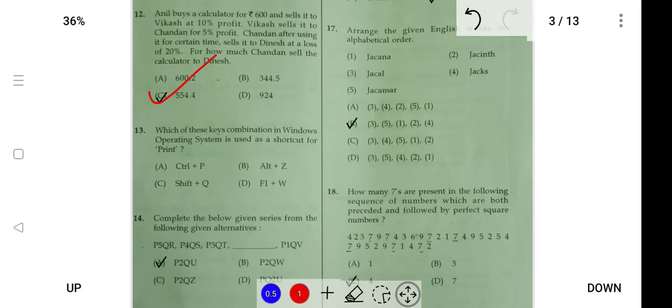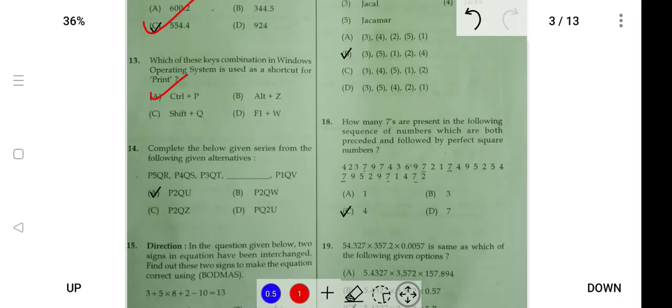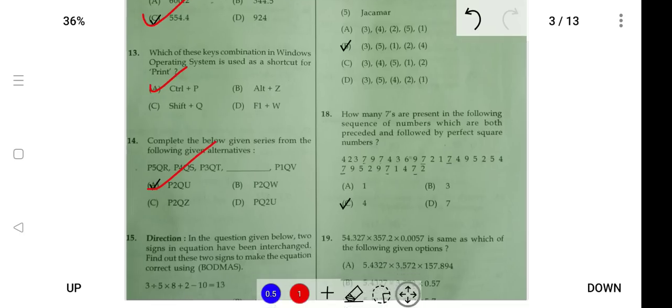Which of these key combinations in the Windows operating system is used as a shortcut for print? So for print, it is Ctrl plus P. Next, complete the below given series from the following alternatives. P5QR, P4QS, P3QT, so the next is P2QU.